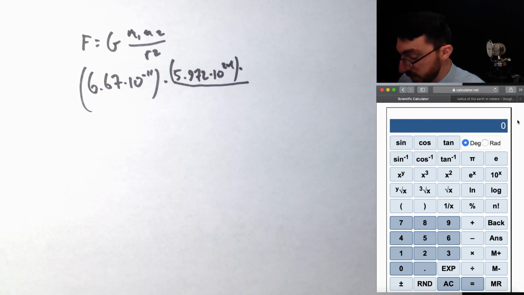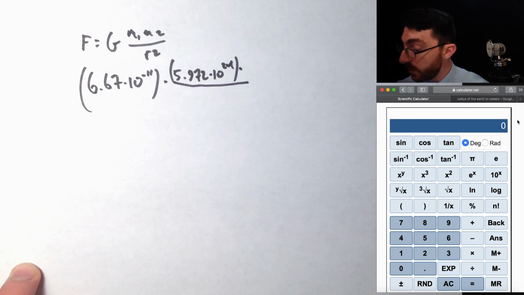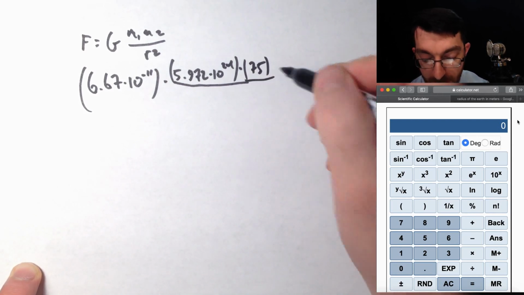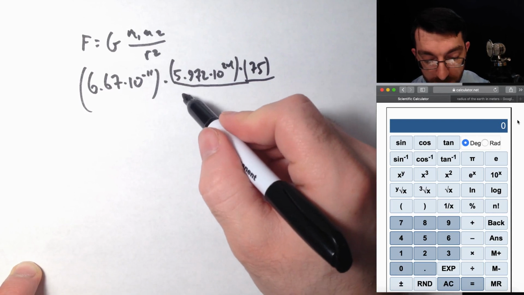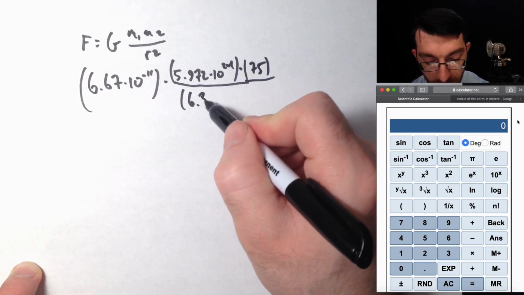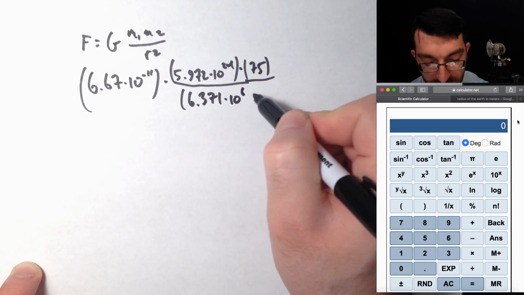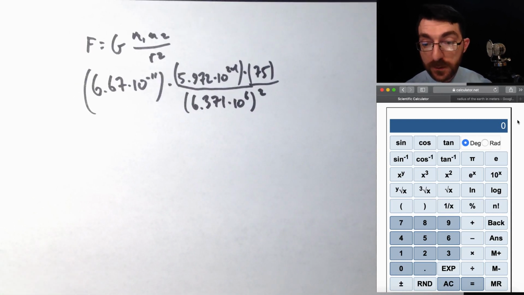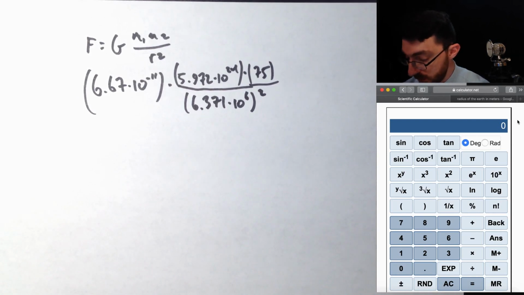Alright, just making sure everything still works. That's the mass of the Earth. Now I need the mass of me. 75. And now the radius squared. That would be 6.371 times 10 to the 6 squared. Okay. Well, this is going to be quite a calculator trip, but it's not beyond us. We can do this. So let's get it done.